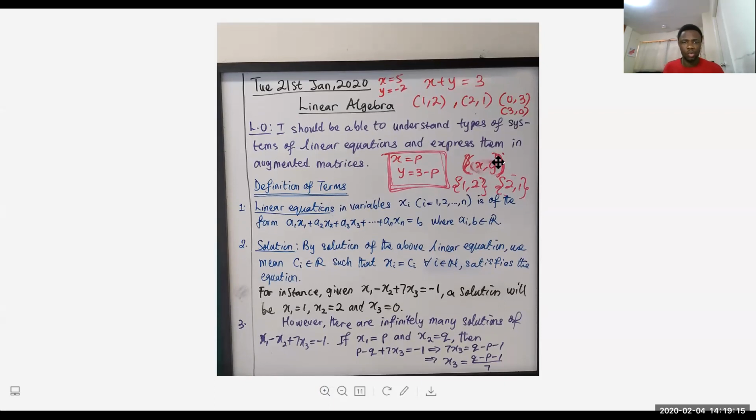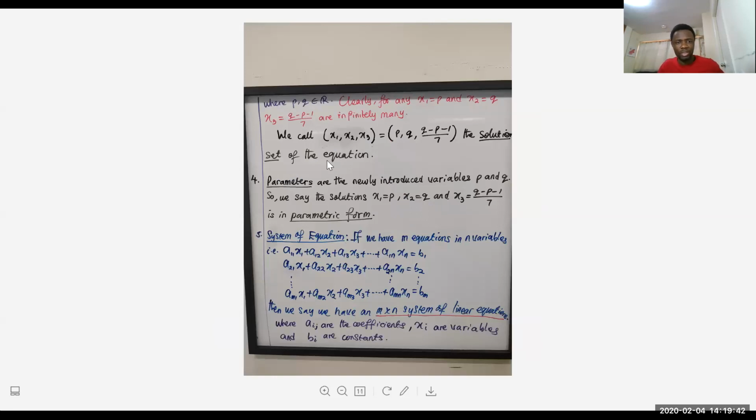A linear equation will be of that form. It is linear simply because the highest power of the variable is 1. The idea of a solution is any value of x, so xi equals ci, which satisfies the equation. We also discussed the fact that there may be infinitely many solutions in some cases, and that led us to the idea of a parameter. We'll be working on this a lot either today or next lesson.